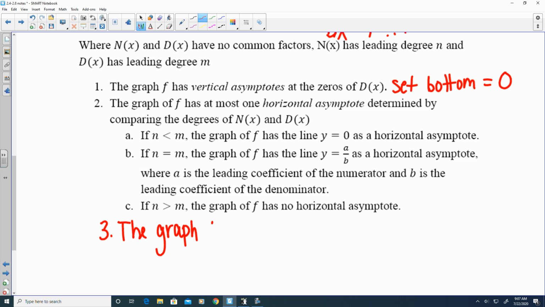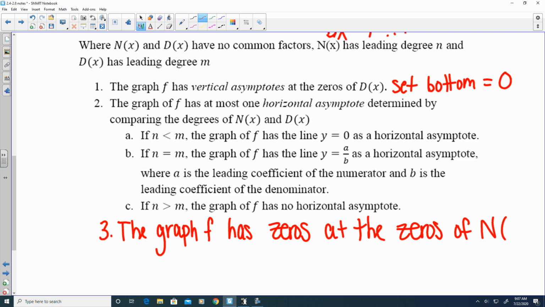The graph of f has zeros at the zeros of n of x, which means we set the top equal to 0. So vertical asymptotes are setting the bottom equal to 0, and zeros are setting the top equal to 0. That will probably come up at some point.